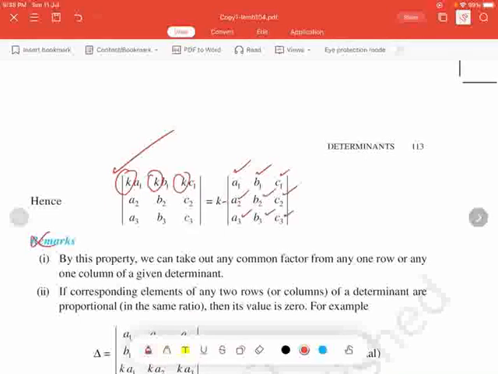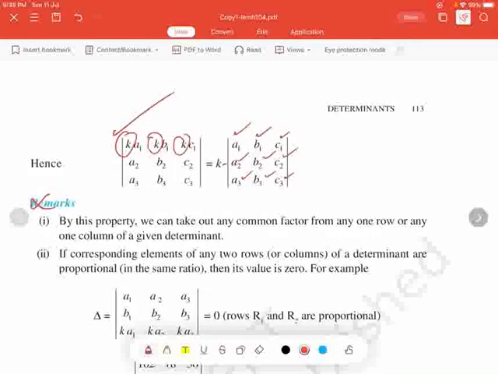We have some remarks. By this property we can take out any common factor from any one row or any one column of the determinant. So if in any row or column you have a common factor, you can take it out.